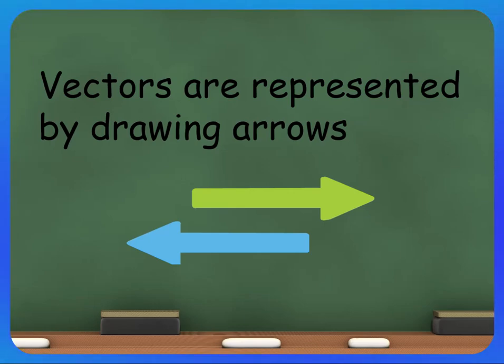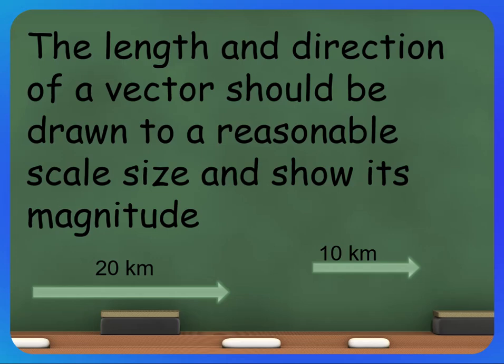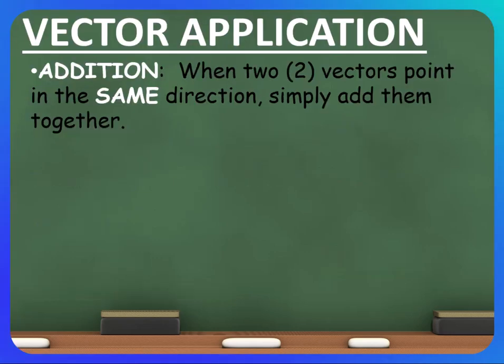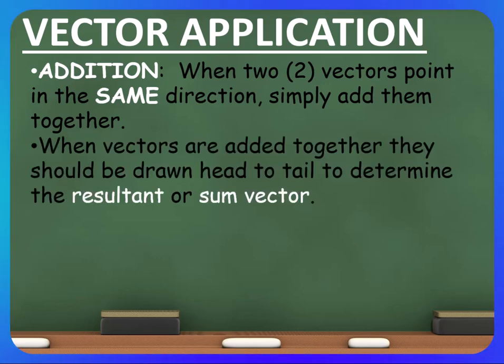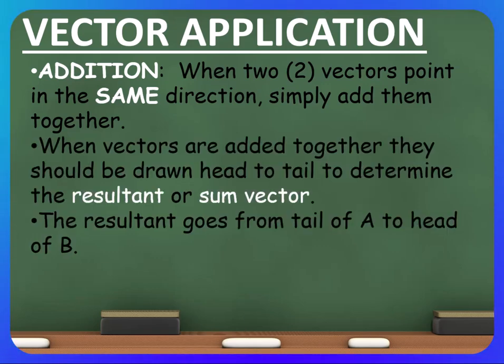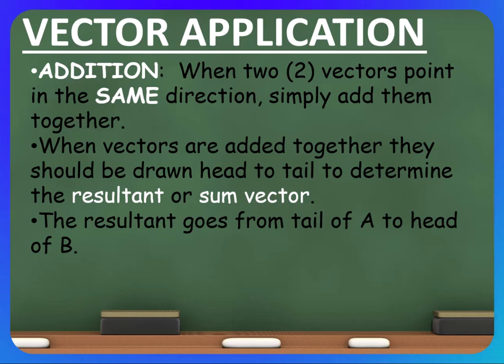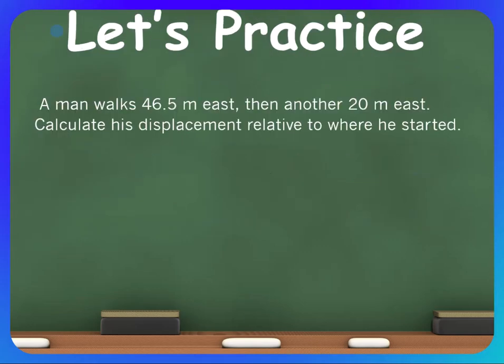Vectors are represented by drawing arrows. The length and the direction of the vector should be drawn to a reasonable scale size and show its magnitude. When two vectors point in the same direction, you simply add them together, and we have a resultant or a sum vector. Now the resultant goes from the tail of A to the head of B. We always go from head to tail. We can't put the tips together or the tails together.